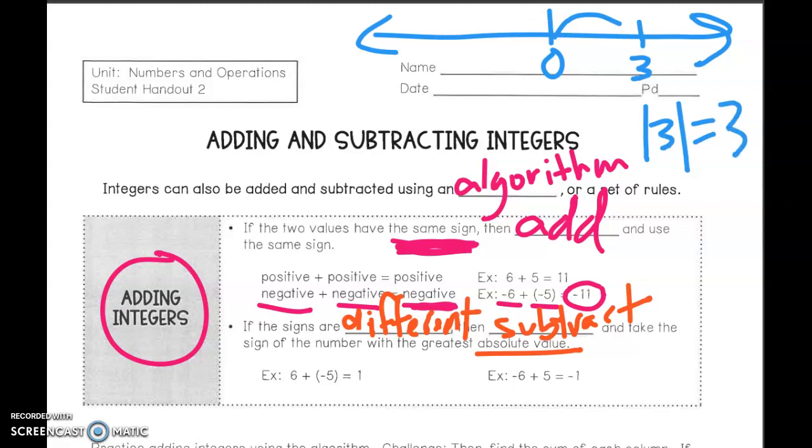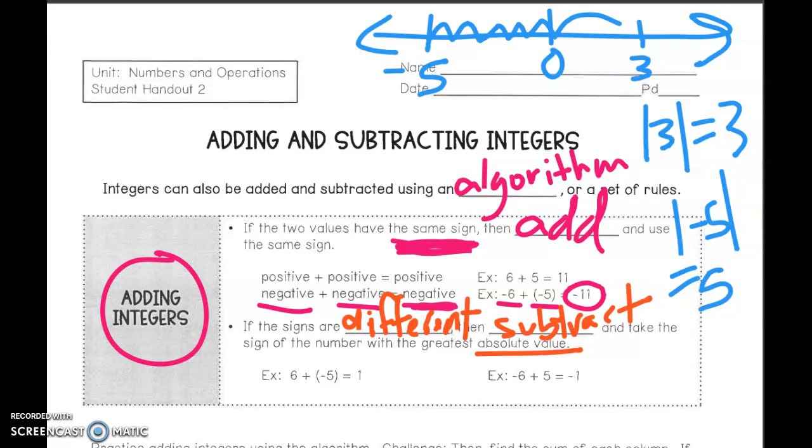Now if you had a number like negative 5, that's 5 units away from 0: 1, 2, 3, 4, 5. So the absolute value of negative 5 is 5. That's just a quick way of doing absolute value, and we can look at that more in class if we need extra time. Here are a couple of examples down here.